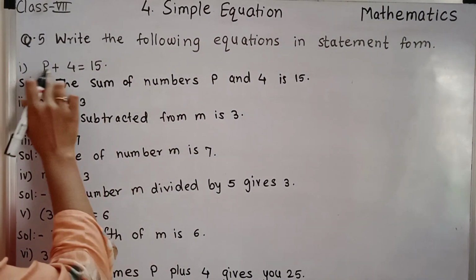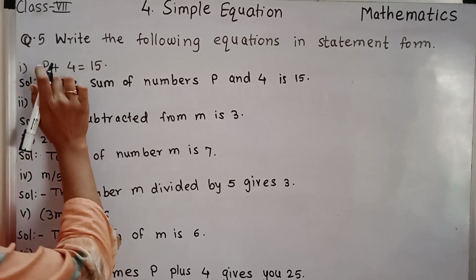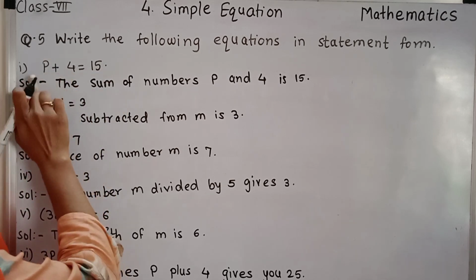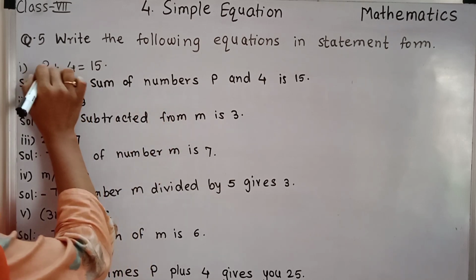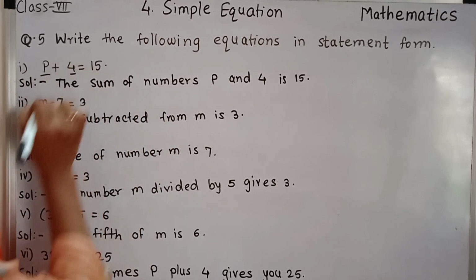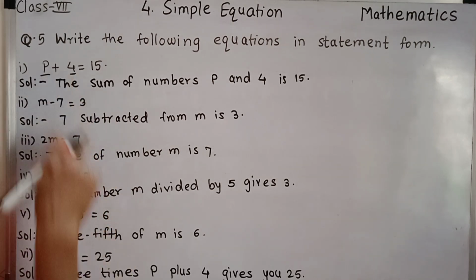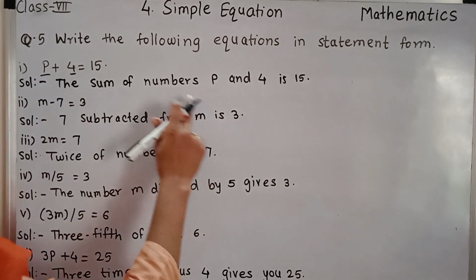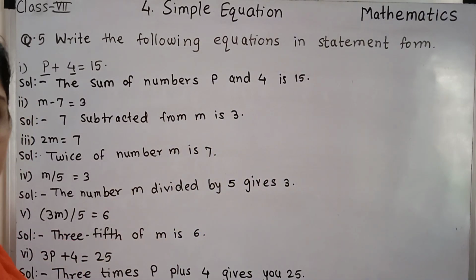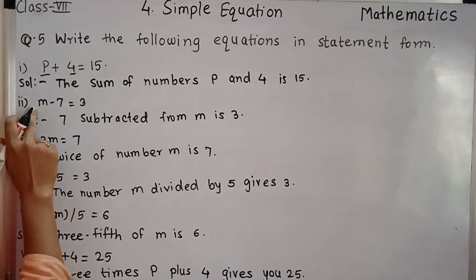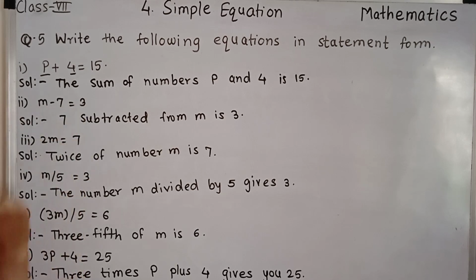First is p plus 4 equal to 15. Obviously it is addition over here. So it can be written as the sum of numbers p and 4. The sum of the numbers p and 4. The equal to sign means what? Is. So the sum of the numbers p and 4 is 15. Very simple. Second one is m minus 7 equal to 3.